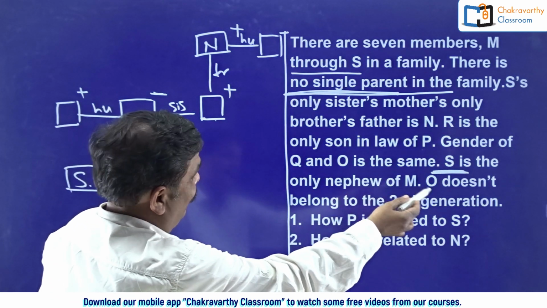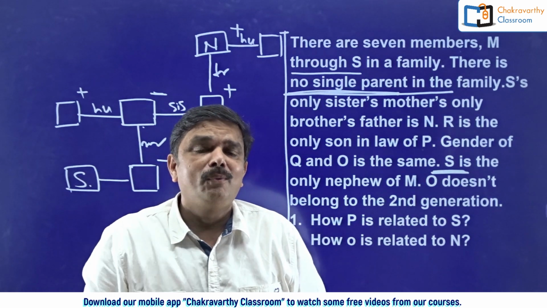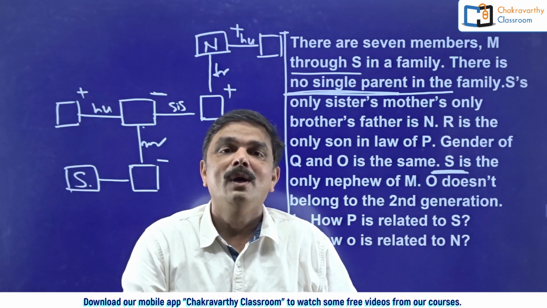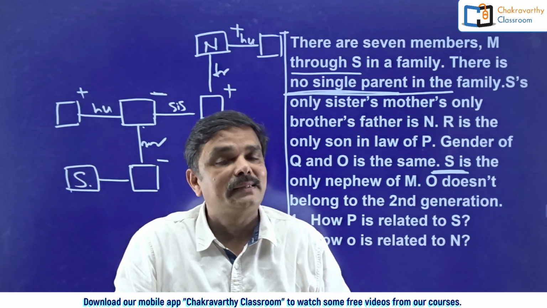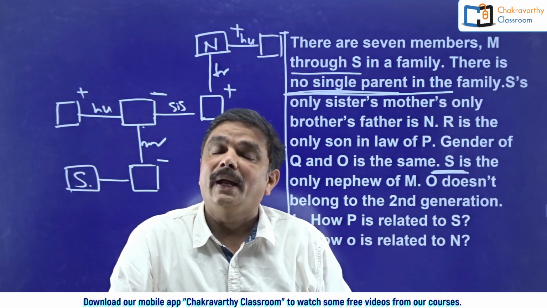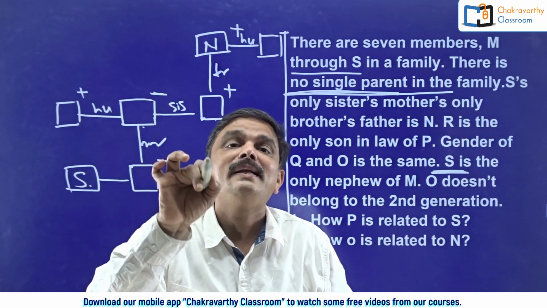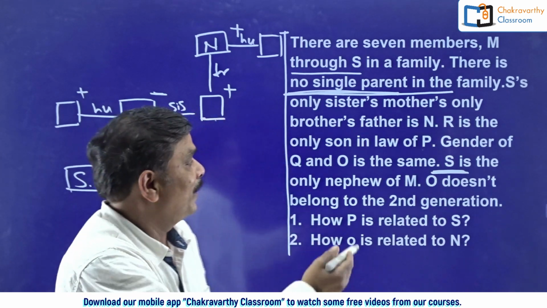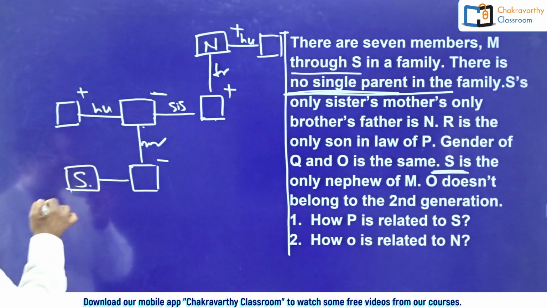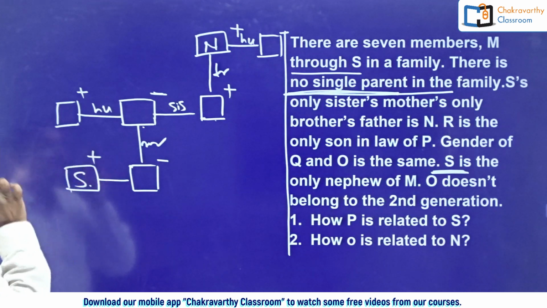Here clearly they have given that S is the only nephew of M. Who is your nephew, by the way? Always remember, students, if anybody doesn't know this, I am telling you, listen carefully: your brother's or sister's son is your nephew. And similarly, your brother's or sister's daughter is called your niece. Hope this is clear, right? Now, S is the only nephew of M. Already S is there. S is the nephew of M. That means S must be male.